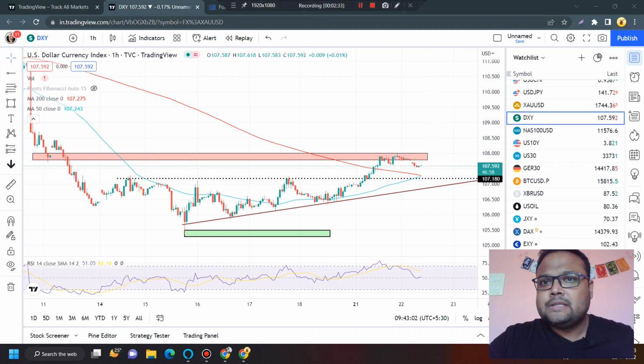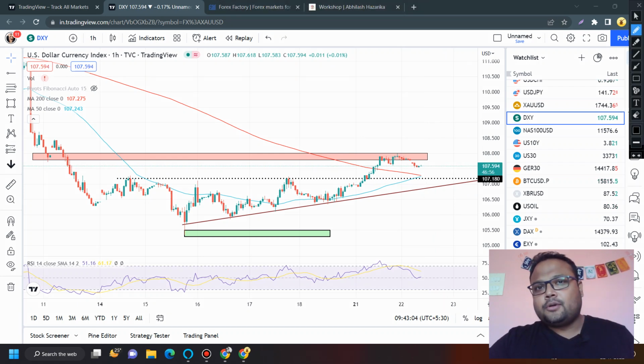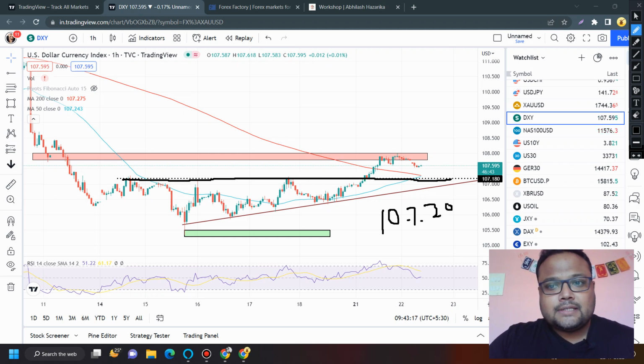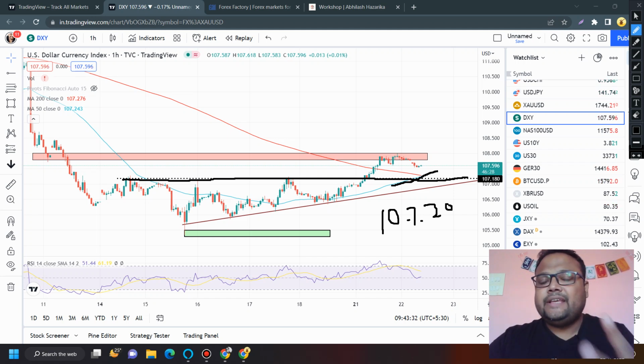So my dear friends, the next support will be very important. The next support can be around 107.20, because previously it was the resistance and now it will act as support. Or the trend line, because you can see the trend line is still very much present on the chart and very much a valid support for the market, or the 50 moving average. So we have got three supports on the chart of DXY.